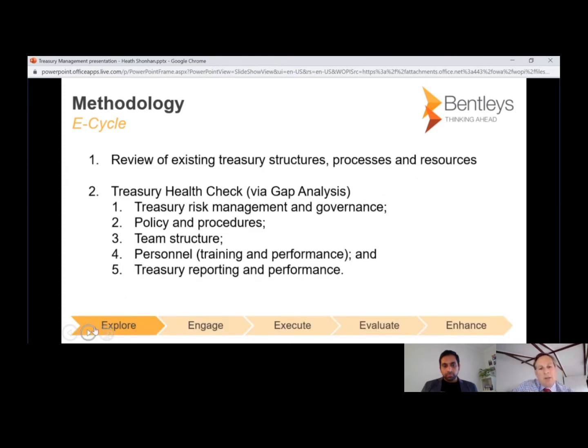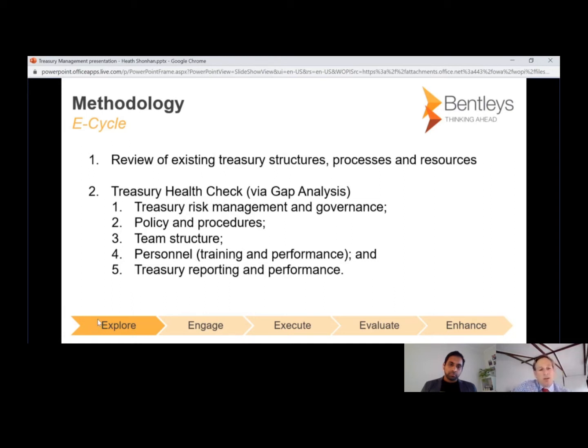Getting deeper into that, as I mentioned before, under the explore phase, this is where we're looking at what are the existing treasury structures, processes and resources. We recommend completing a health check via a gap analysis at this point in time, and critically look across 5 key areas. What are the risk management and governance frameworks in place around treasury?